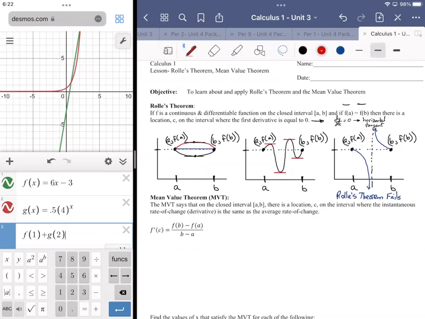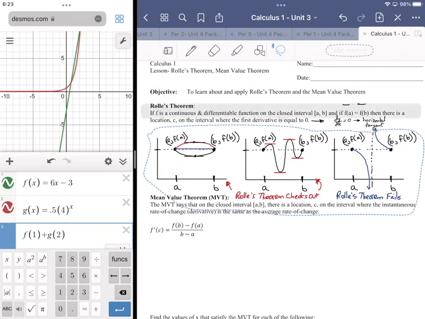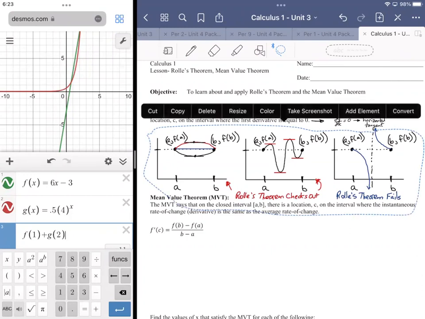So Rolle's theorem checks out for the first two. But the last one is the instance in which it fails. So just a few sketches. If the heights aren't the same, we don't even think about Rolle's theorem. It's when the heights are the same that we get into that conversation.